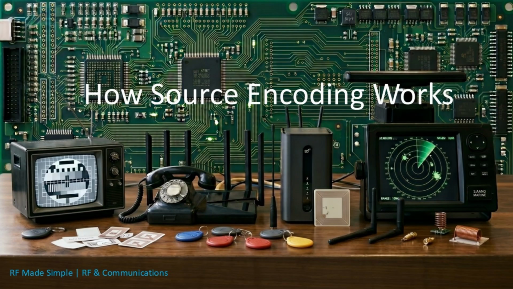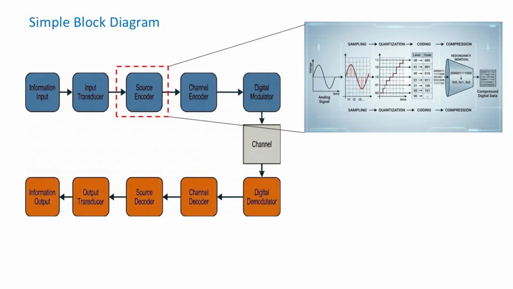Have you ever wondered how voice, music, or video becomes digital data before transmission? In this video, we'll explore how source encoding works, from analog information all the way to digital encoding and compression. Inside a digital communication system, the source encoder is located right after the input transducer and before the channel encoder. Its role is to convert the original information into an efficient digital format before transmission.